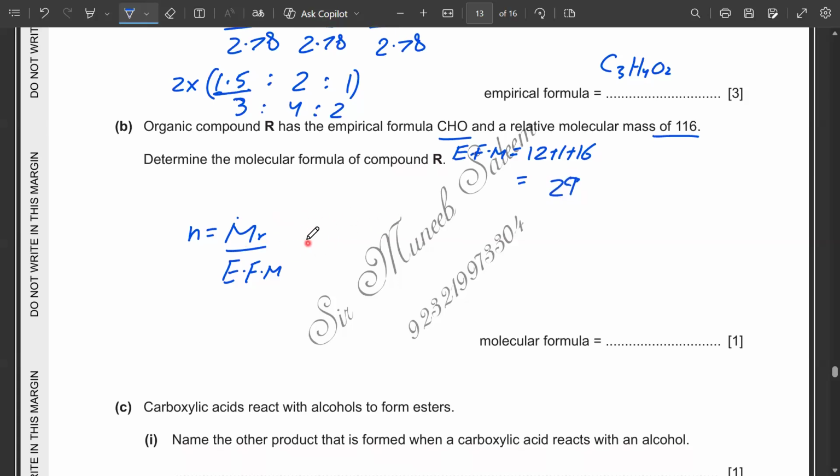Then Mr is also already given. Mr is 116 divided by 29. So this is equal to 4. So now multiply this 4 with the empirical formula. 4 times CHO. So this gives you C4H4O4.